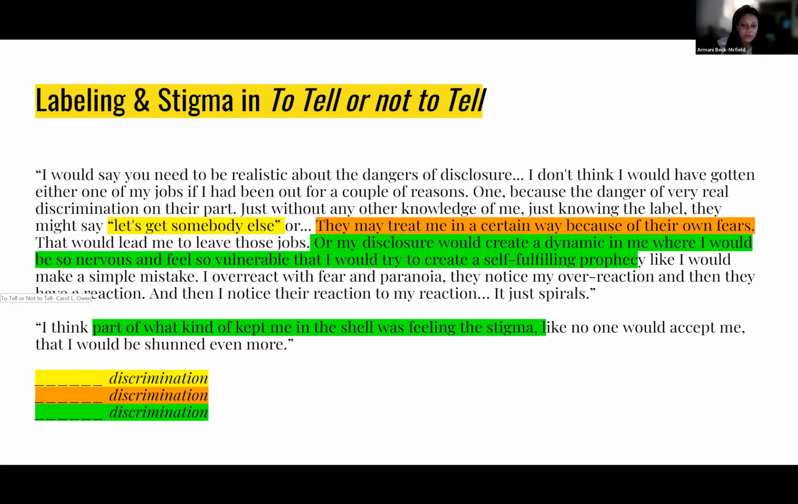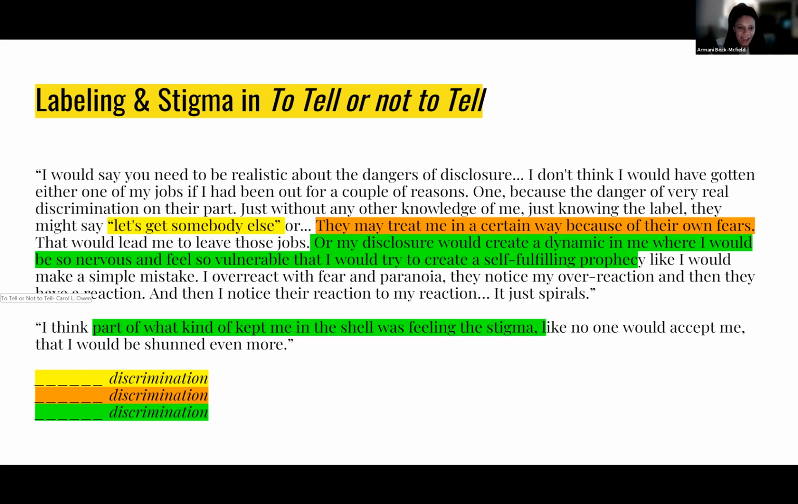Or my disclosure would create a dynamic in me where I would be so nervous and feel so vulnerable that I would try to create a self-fulfilling prophecy. I would make a simple mistake. I overreact with fear and paranoia. They notice my overreaction and then they have a reaction. And then I notice their reaction to my reaction, and it just spirals. Another quote, I think part of what kept me in this shell was feeling the stigma, like no one would accept me, that I would be shunned even more.